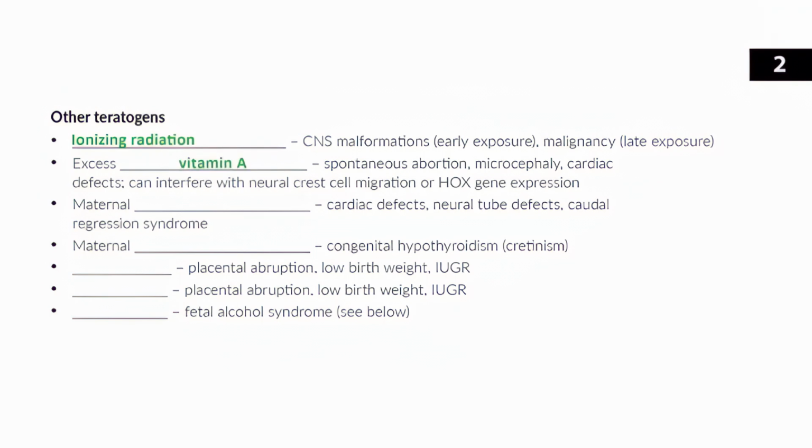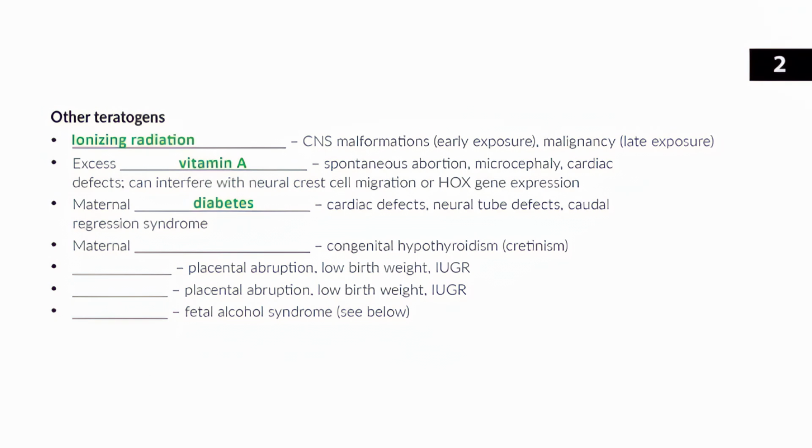Excessive amounts of vitamin A can be teratogenic, just like we said with the vitamin A derivative, isotretinoin. It causes spontaneous abortions, microcephaly, and cardiac defects. Excess vitamin A can also interfere with the migration of neural crest cells, and it can interfere with homeobox gene or HOX gene expression. We'll talk about HOX genes and what they do in just a moment.